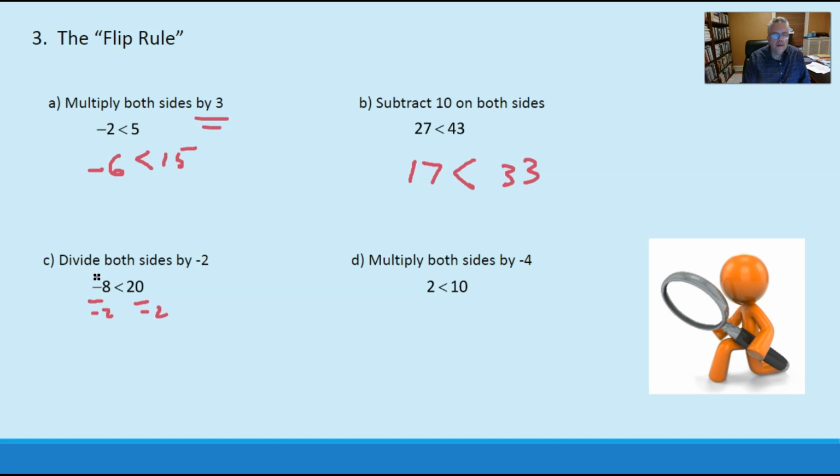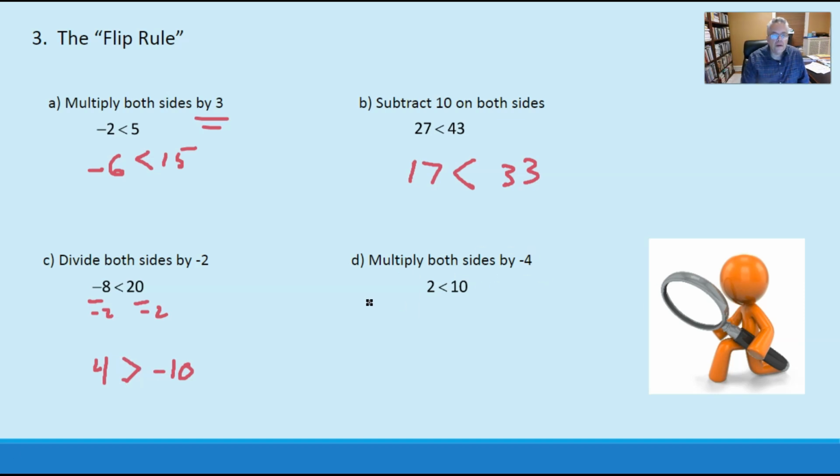On the left, -8 divided by -2 is +4. And on the right, 20 divided by -2 is -10. I notice in order to keep this true, I have to flip the inequality. That's because when we divide by a negative number, we switch which one is greater than the other. So -8 was less than 20, but when I divided by -2, +4 is greater than -10. We switched which side was larger.